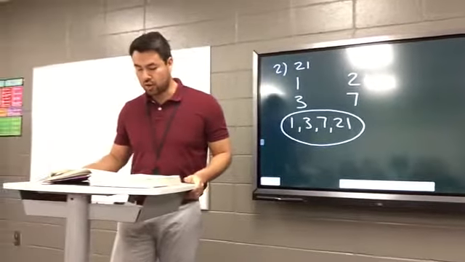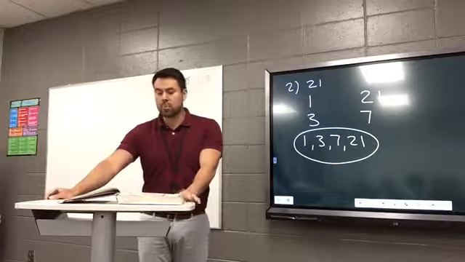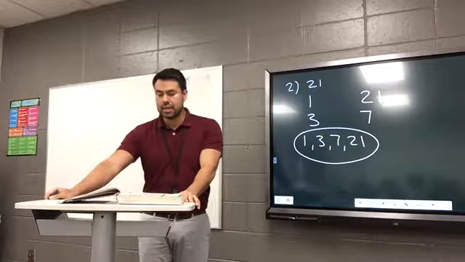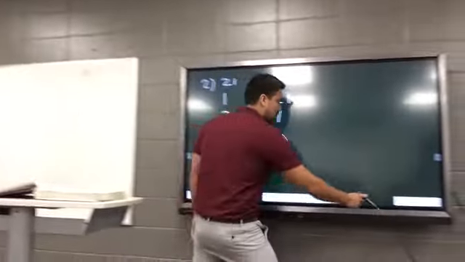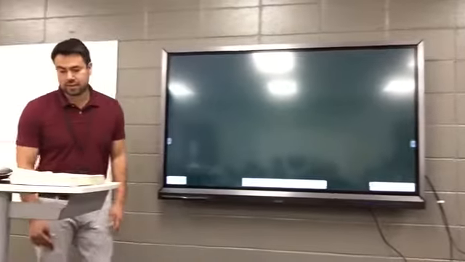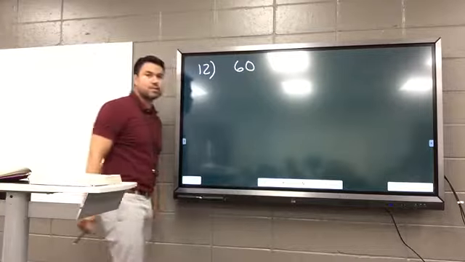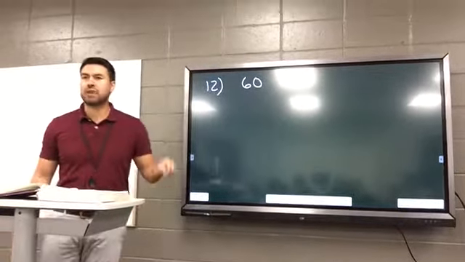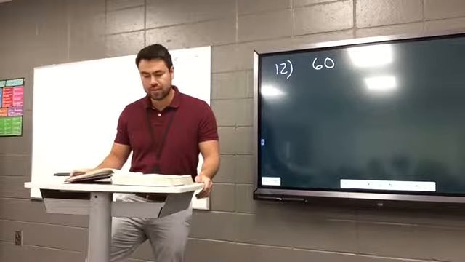Number 12 on the same lesson. State whether each number is prime or composite. If the number is composite, find its prime factorization. So number 12, I believe I said. Yep. 60. You got to tell me if it's prime or composite. That's part of your answer. If it's composite, I need the prime factorization.